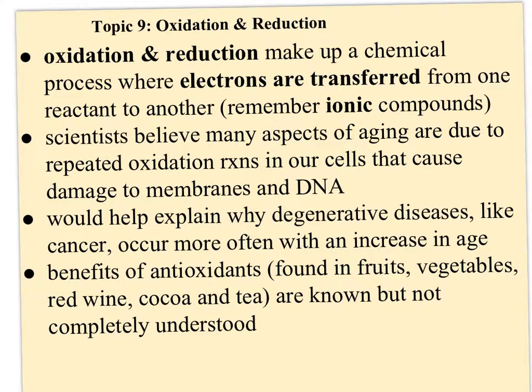And scientists now believe that many aspects of aging are due to repeated oxidation reactions in our cells that cause damage to the membranes and eventually the DNA, which would help explain why degenerative diseases like cancer occur more often as you increase in age. If you live long enough, you will get cancer or some of these other degenerative diseases. So the benefits of antioxidants, which are just what they sound like, they prevent oxidation. These things are found in fruits, vegetables, red wine, cocoa, and tea. The benefits are definitely known, but we don't completely understand them yet.